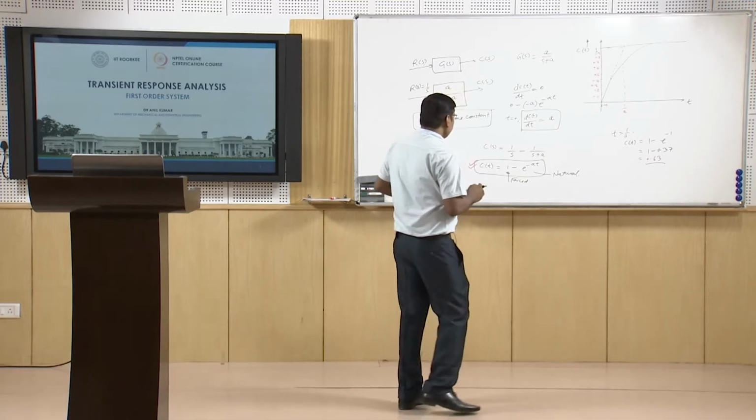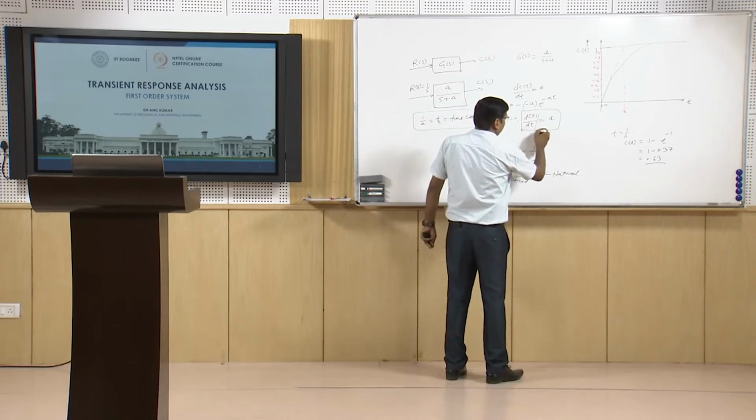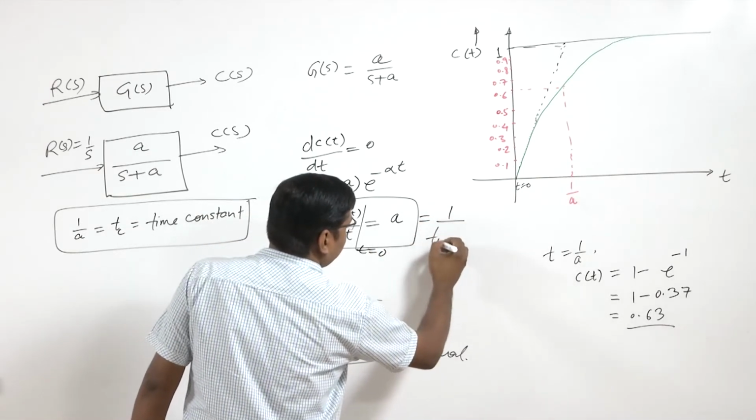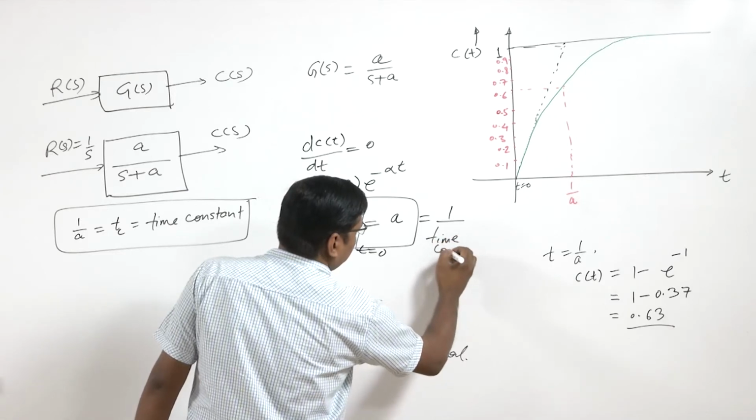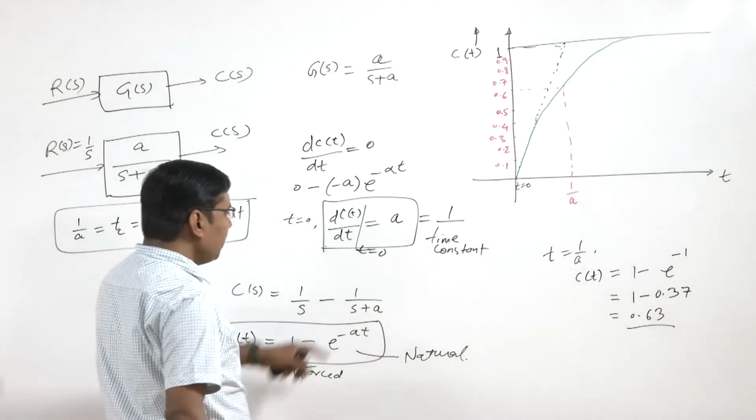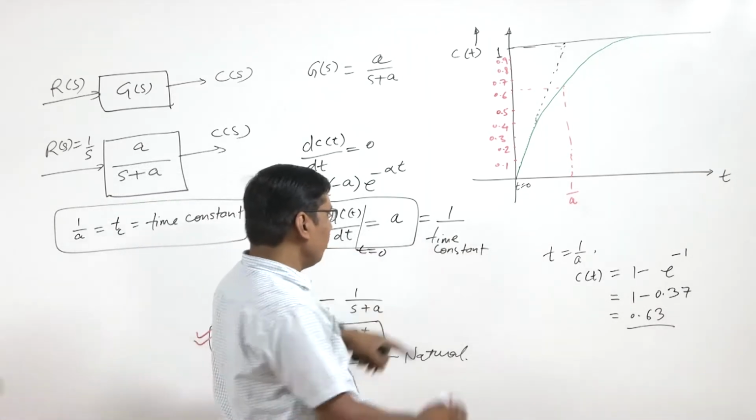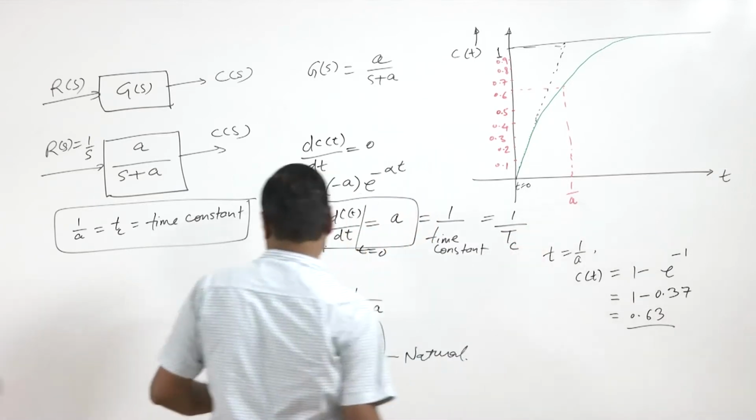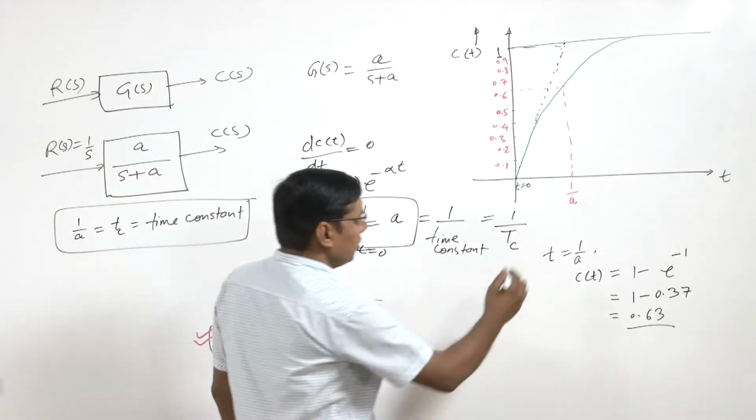So we can see that the initial slope is equal to 1 upon time constant, because this is 1 by Tc. This is equal to Tc.